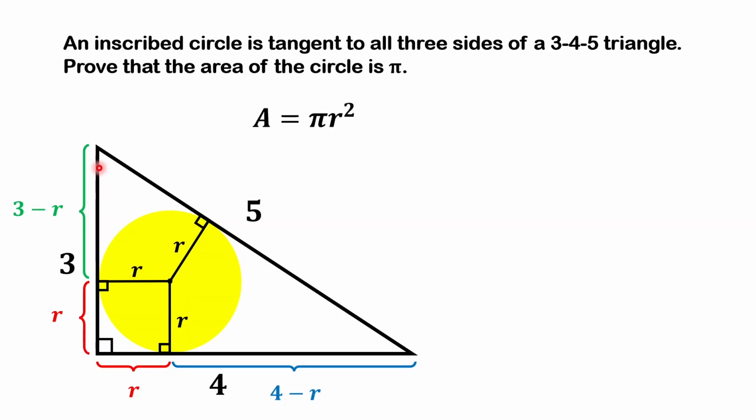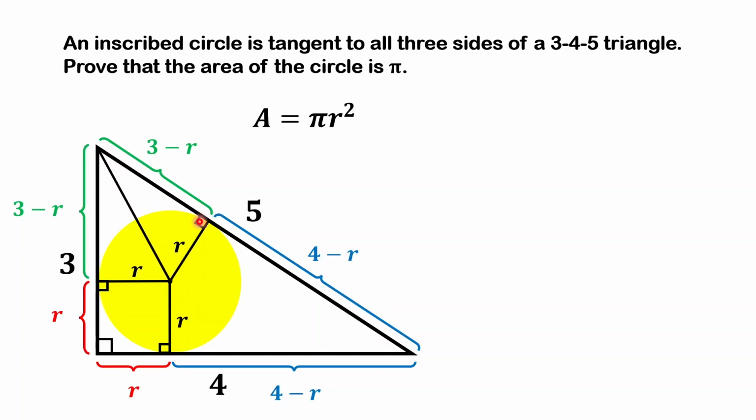Now since this part is 3 minus r, we automatically know that this part is also 3 minus r. You can try to prove it by drawing a line right over here, which gives us two little triangles, and these two triangles are congruent. You can prove it if you want to. And let's do the same thing for this length right here. It will be the same as 4 minus r. You can prove it by drawing a line over here, which will give you two triangles, and the two triangles will be congruent with each other.